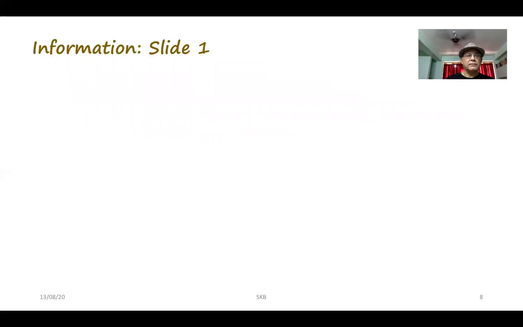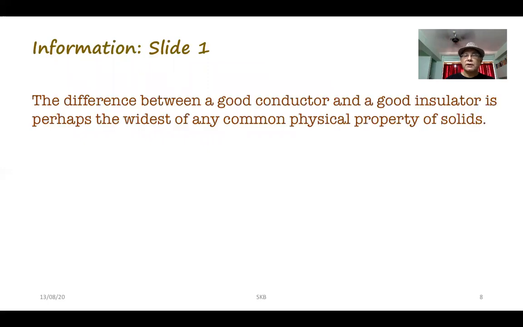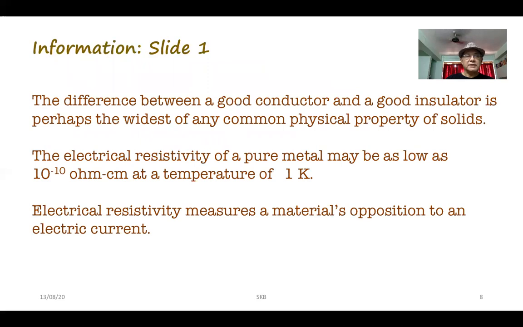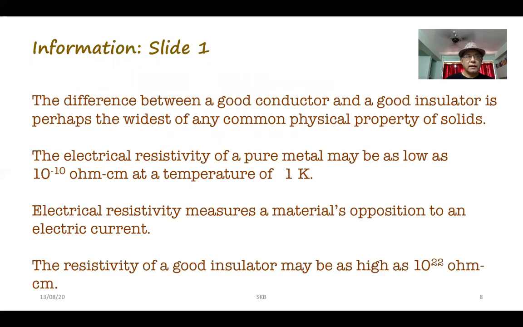Information, slide 1. The difference between a good conductor and a good insulator is perhaps the widest of any common physical property of solids. The electrical resistivity of a pure metal may be as low as 10 to the power minus 10 ohm centimeter at a temperature of 1 Kelvin. Electrical resistivity measures a material's opposition to an electric current. The resistivity of a good insulator may be as high as 10 to the power 22 ohm centimeter. The gap is enormous. The order is 10 to the power 32.